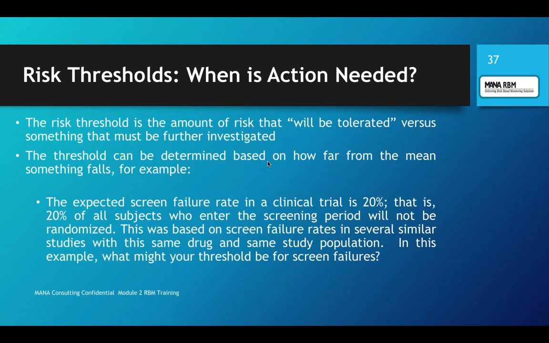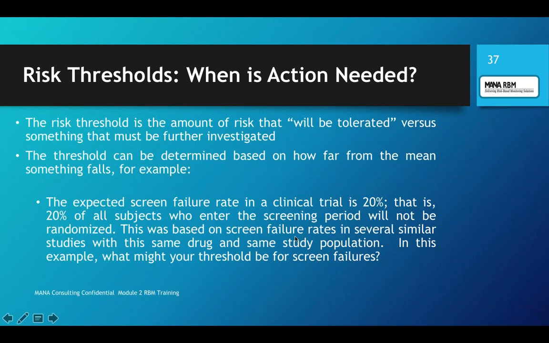I know you're going, ugh, I don't like statistics, but this is a very, very simple statistic, and it is something that is important. We use what are called z-scores for that.